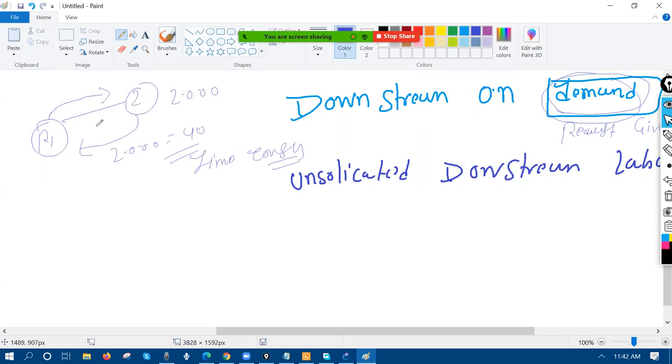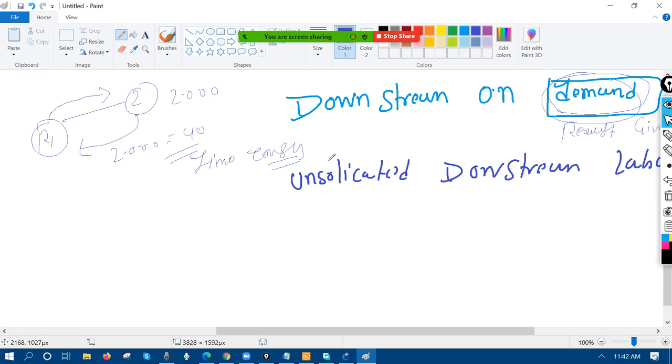If I have a requirement for this particular route, I will ask for this particular label. It will not send all the information to me, only on a demand basis, like a static routing. I have a demand for this network, so I can go to this guy, just like defining a static route.